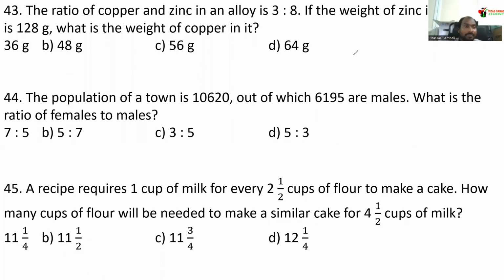Next number 43. The ratio of copper and zinc in an alloy is 3:8. If the weight of the zinc in the alloy is 128 grams, then what is the weight of the copper? Copper and zinc. Okay, zinc any parts? Zinc is 8 parts.